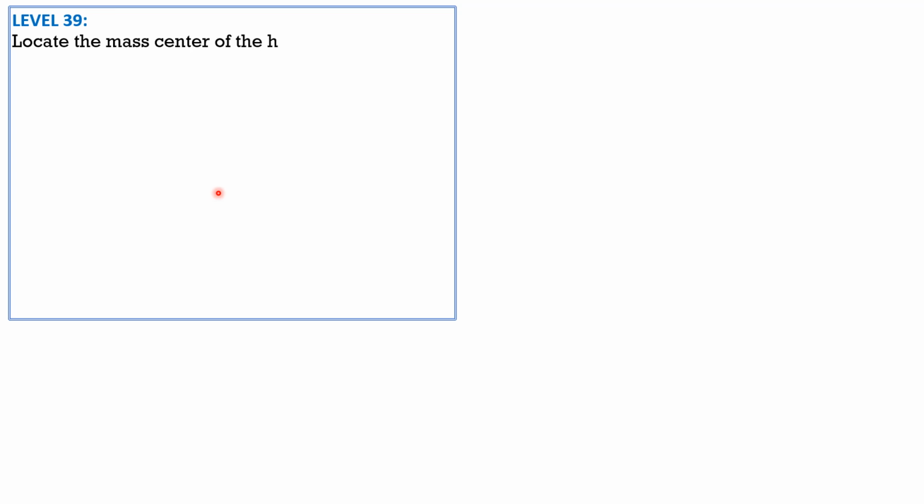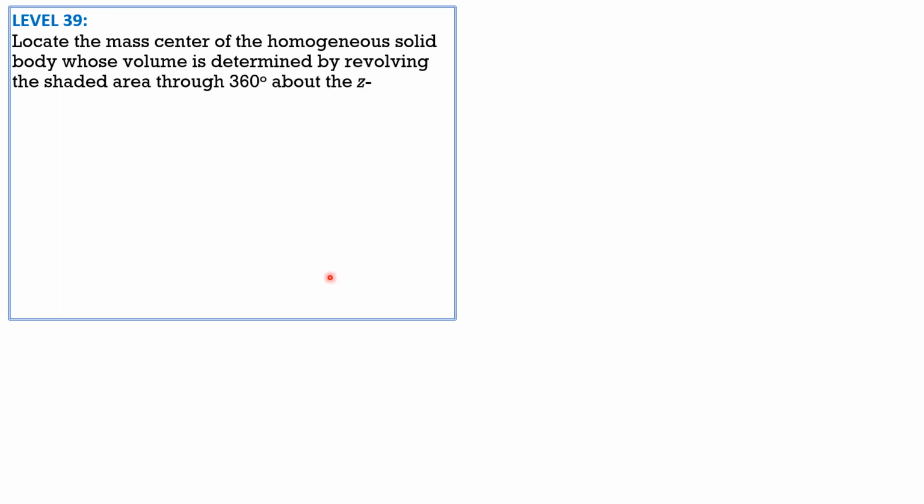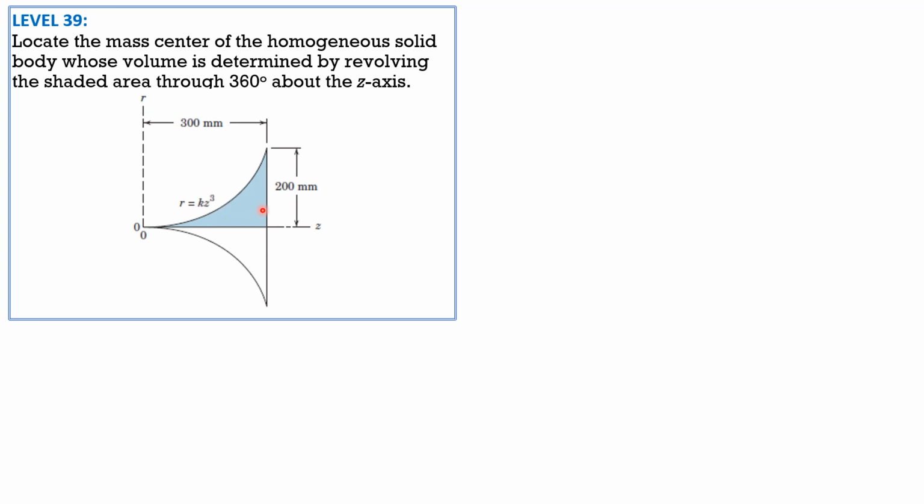Problem 39: locate the mass center of the homogeneous solid body whose volume is determined by revolving the shaded area through 360 degrees about the z-axis. So this is the shaded area to be revolved about the z-axis. This is the z-axis. So let's have a vertical strip so that when this strip is revolved about the z-axis, by the way, the radius or the height is r, and therefore the thickness is dz. It generates a circular disc of radius r, thickness dz, so the differential volume is pi r squared dz. So that's dz, and this is the generated shape element, which is a circular disc.